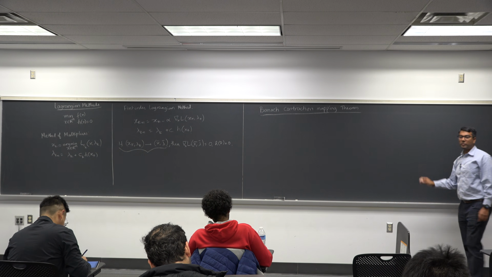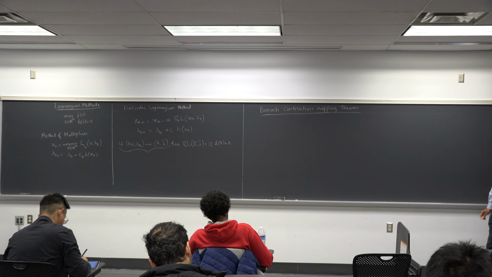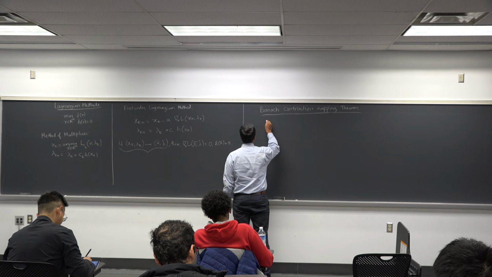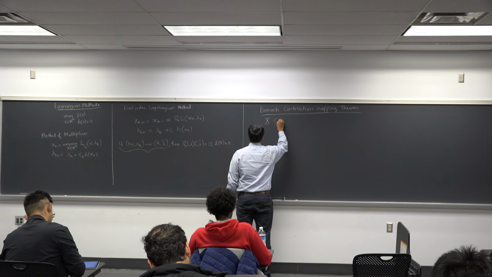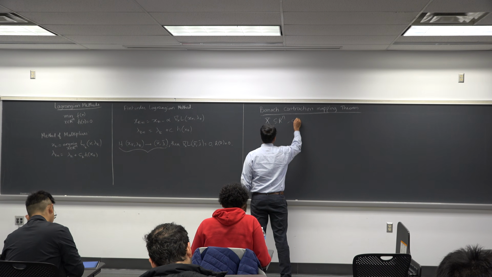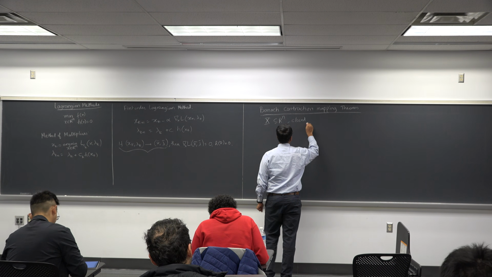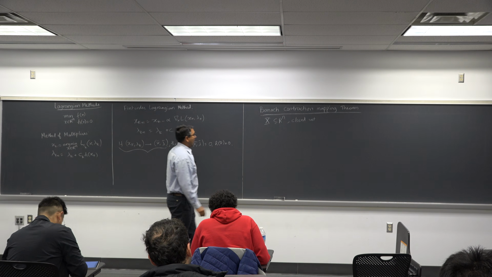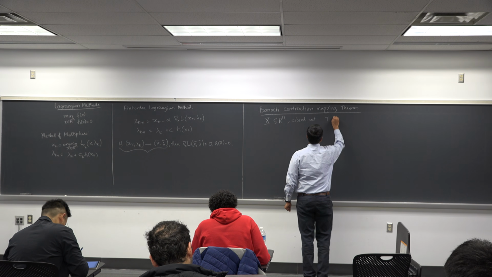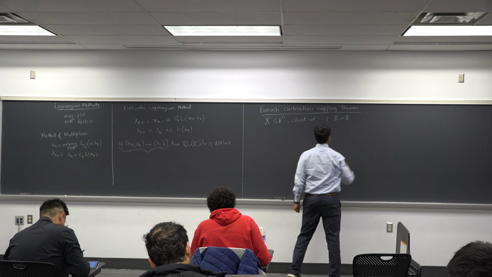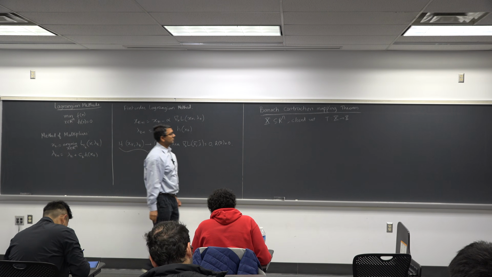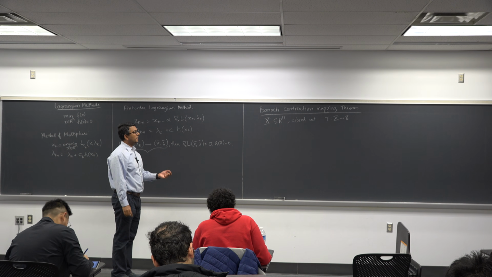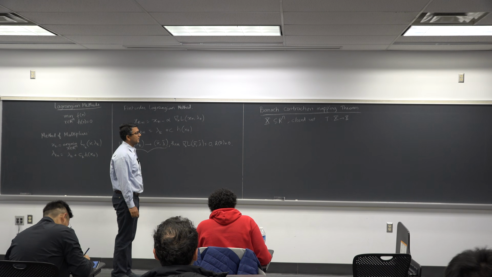Banach contraction mapping. This is my favorite theorem, by the way, in life. I love this result. So what is the setting? I have X, a subset of Rn. It's a closed set. I have a mapping T from X to X. I have a mapping T that takes a point in X and maps it to another point in X.